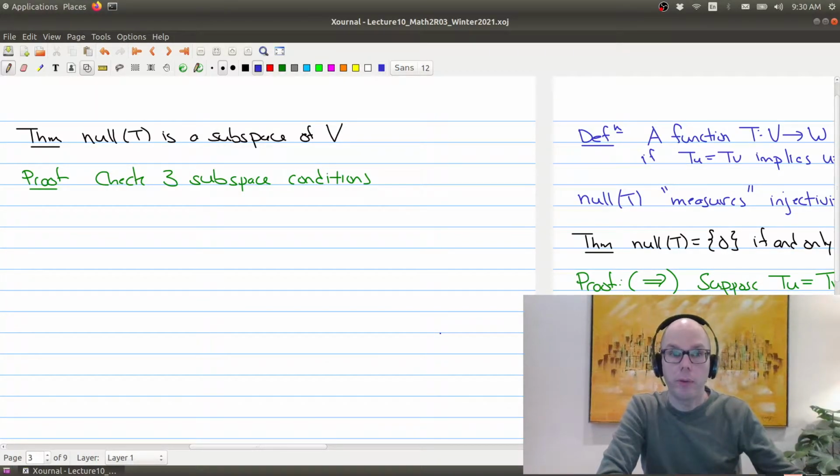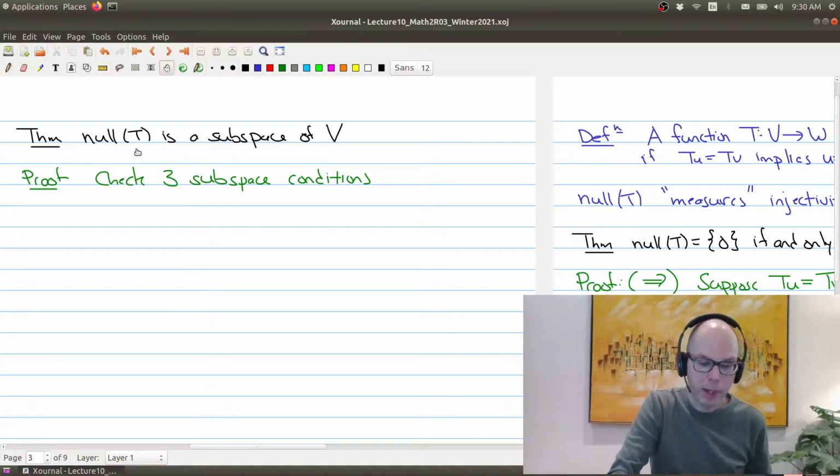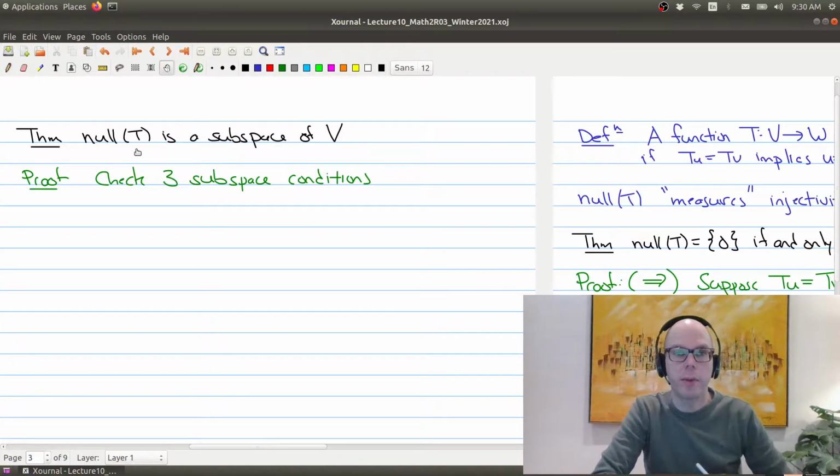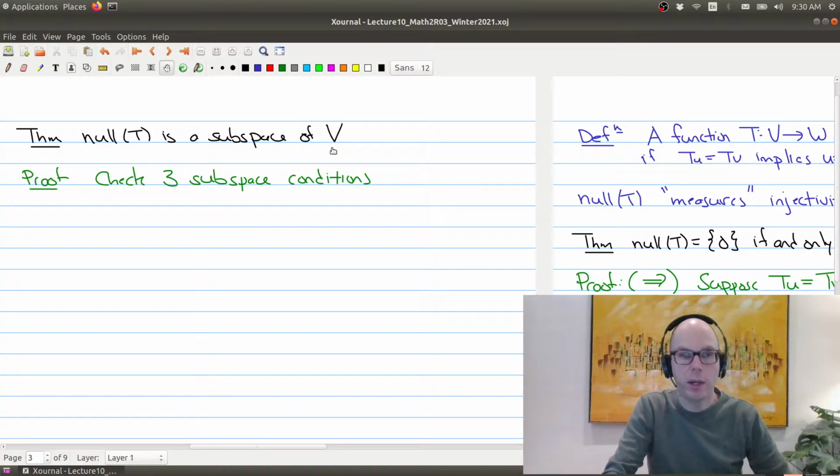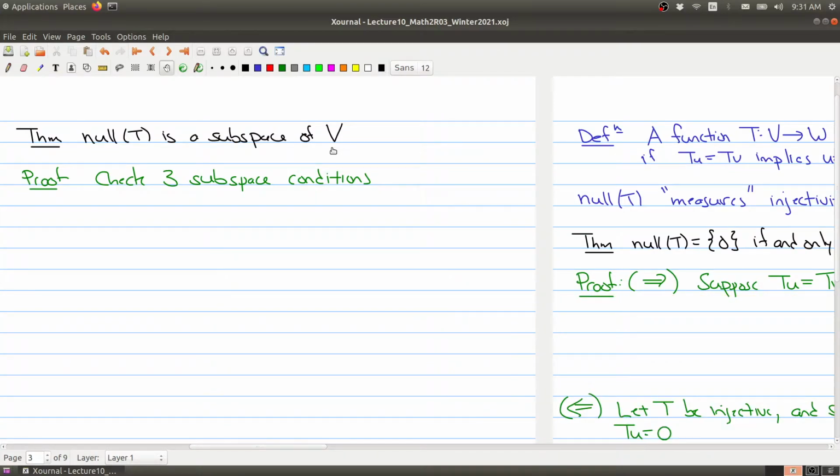In part 1, I introduced the null space of a linear transformation, and we saw that the null space was a subset of V. But what we're actually going to do in this part is show that the null space has more structure. It actually has the structure of a vector space itself. In fact, it is an example of a subspace of the vector space V. So to prove this, we need to just check the 3 subspace conditions.